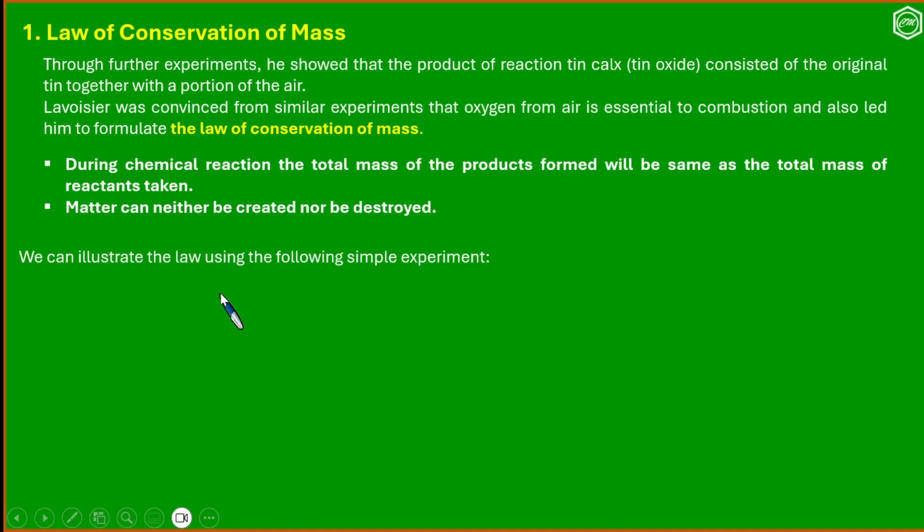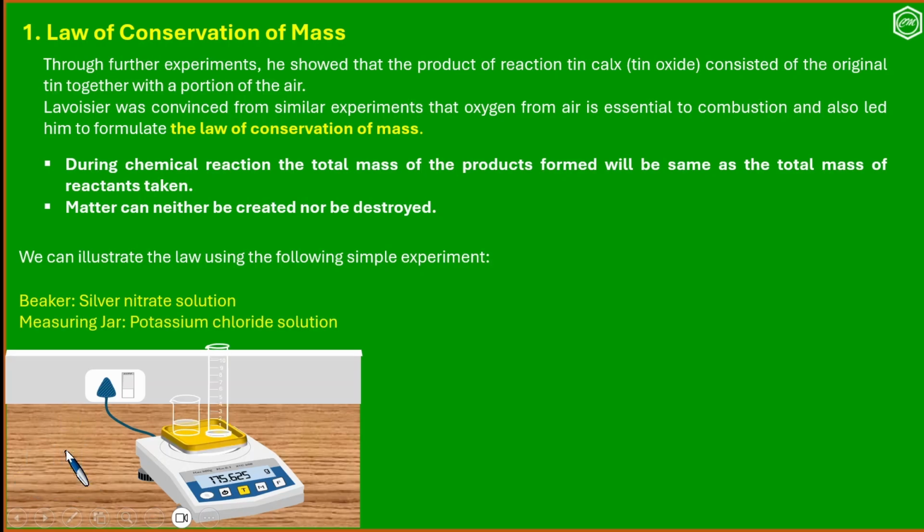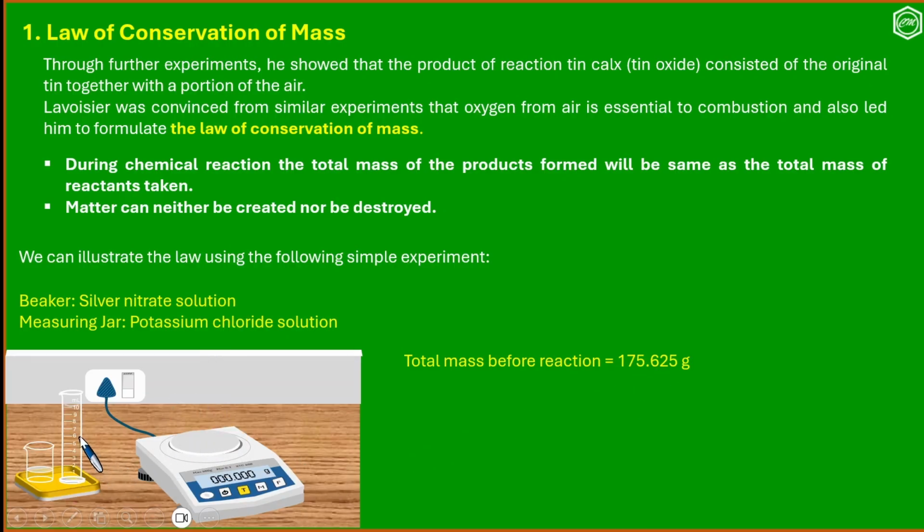We can illustrate the law using the following simple experiment. I have taken silver nitrate solution in the beaker and potassium chloride solution in the measuring jar. Now I am taking the total mass, including the tray, beaker and measuring jar, and it is equal to 175.625 gram. Now what I am going to do is, I am mixing the solutions.